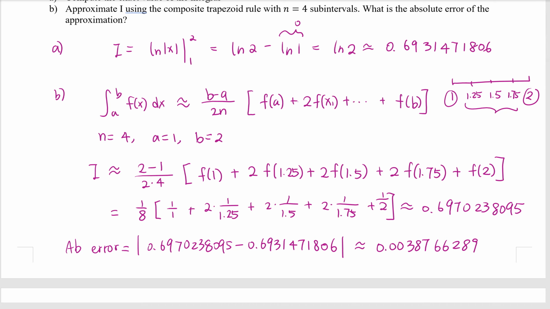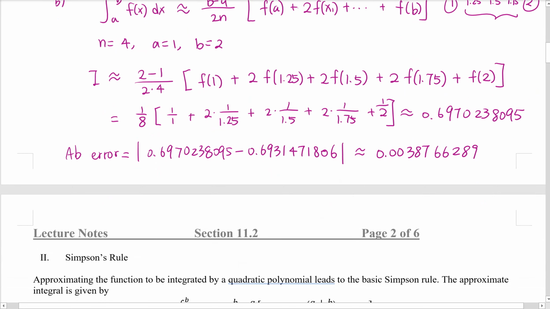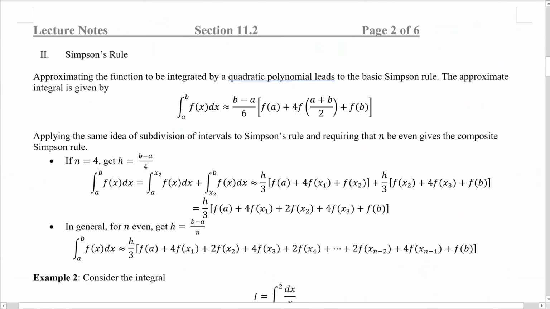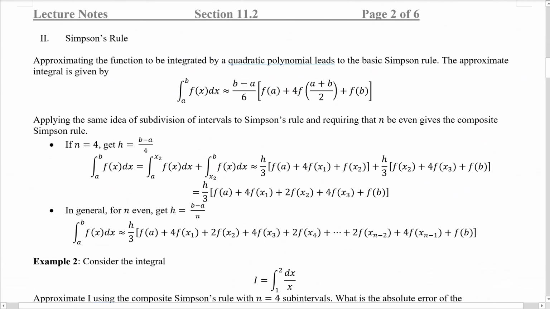Okay, so that is the trapezoid rule and composite trapezoid rule, where we divide the interval into subintervals and we use trapezoid to approximate the area. Okay, next we're gonna introduce Simpson's rule. In Simpson's rule, we approximate the function to be integrated by a quadratic polynomial, which leads to the basic Simpson's rule. So instead of using a trapezoid, we can approximate by a quadratic polynomial. Okay, the approximation integral is given by.